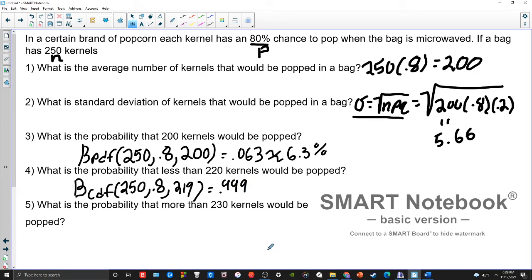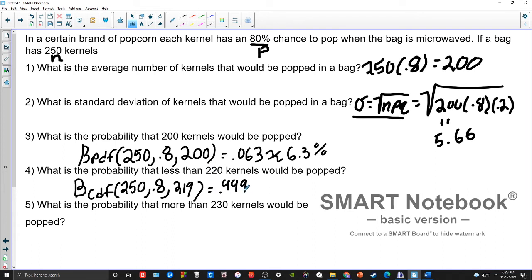0.999. Okay? And again, that might seem like it's really high, but on average, we're going to expect to have, what, 200 kernels popped? So that's our average. So the chance that we get 220 kernels or less, that's a pretty high chance, right? Because on average, we're going to get 200. And so we're giving ourselves a little bit more of a range here because we're starting at 219 essentially and then going down.